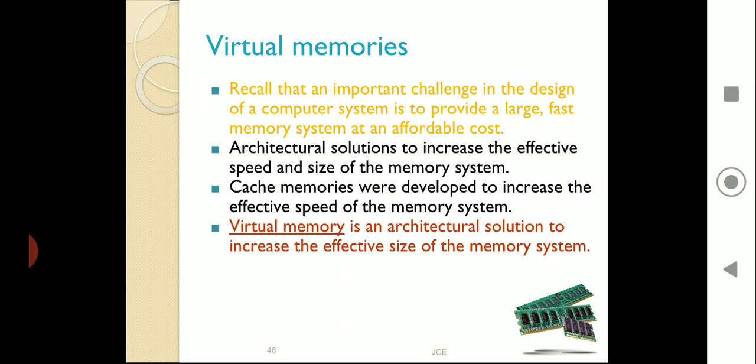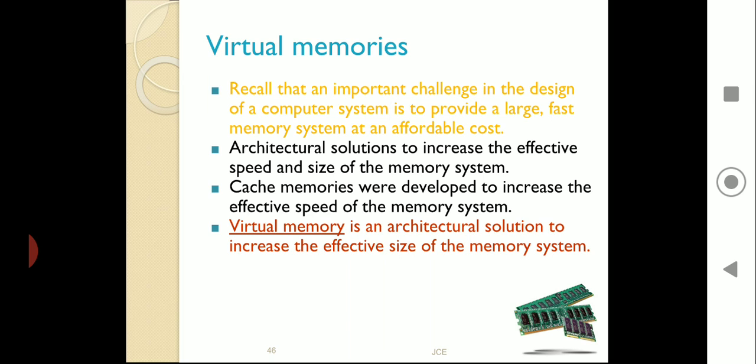So virtual memory. If you remember, the major challenge when we designed our computer system was to get a high-speed memory, but we had some trade-offs. If I want a fast memory, then it would be small. If I want a large memory, then it would be slow. And if I want both speed and size, then the cost would be more. So the major issue was that we should get all the things together: speed, less cost and higher space. Getting these three together was very difficult.